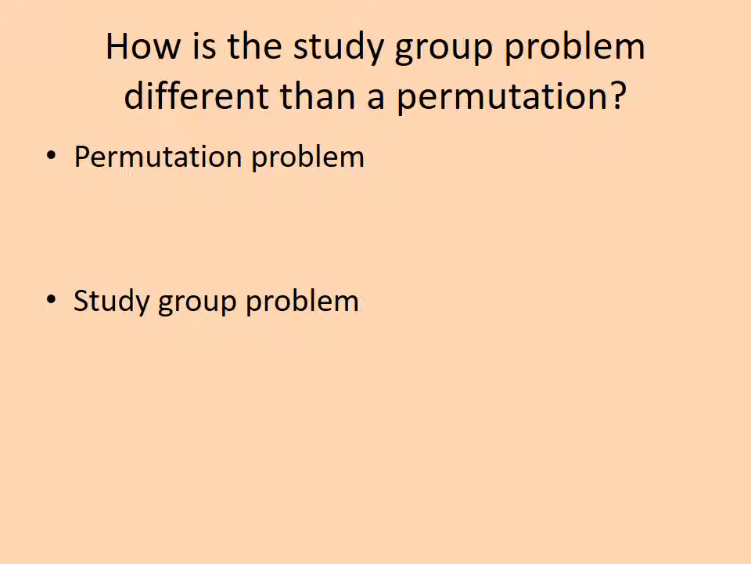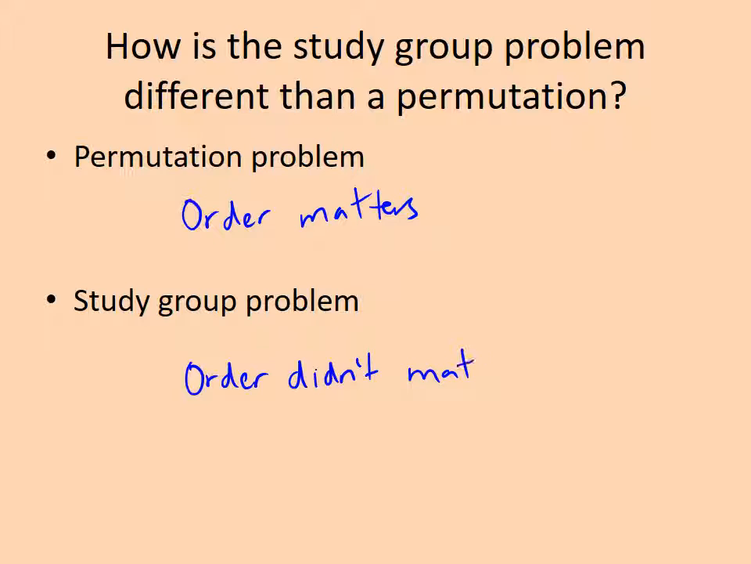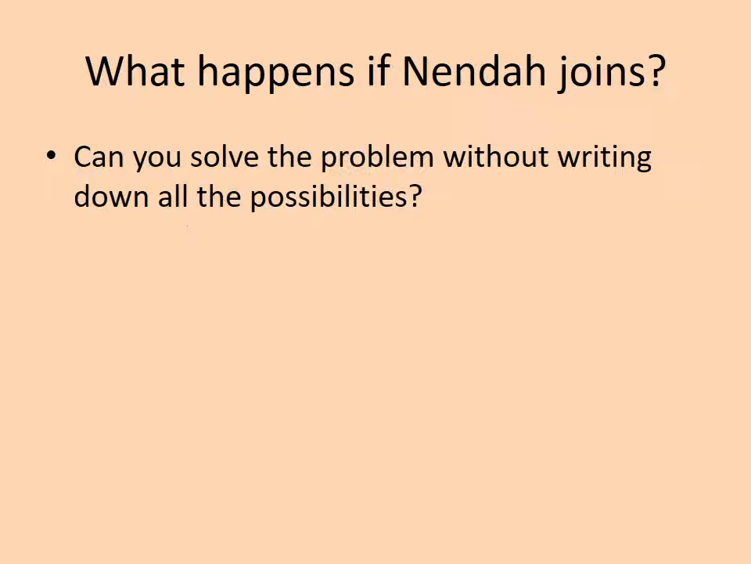How is the study group problem different than a permutation problem? In a permutation problem, order matters. In the study group problem, order didn't matter. What happens to the study group problem if Nenda joins? Can you solve the problem without writing down all the possibilities?